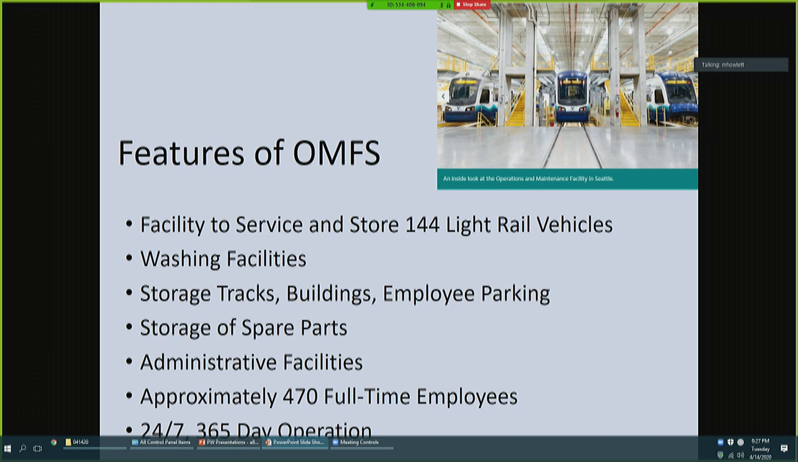The facility also has storage tracks for the trains as well as for other spare parts and administrative facilities such as that. And Sound Transit's estimating right now that it'll have 470 full-time employees. Of course, that'll be ramped up over time as well once both of the projects are put into place. This is a 24/7 year-round operation, and I'll point out that a majority of the work happens in the middle of the night. As I mentioned, the trains come in at the end of the service day and then are fixed up and put back out onto the rails the next morning. So the next slide, please.